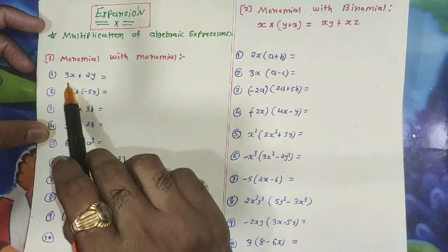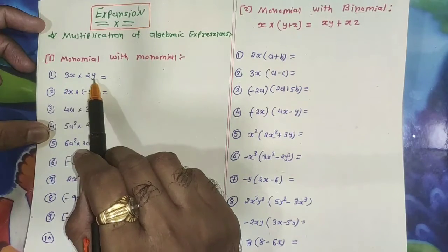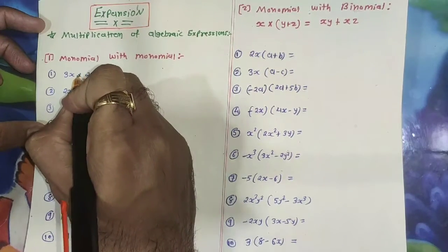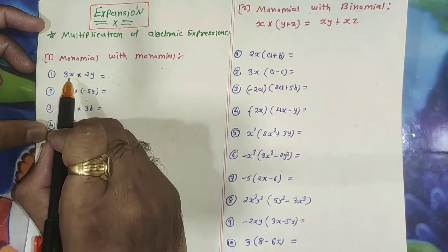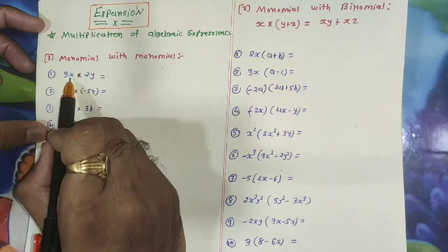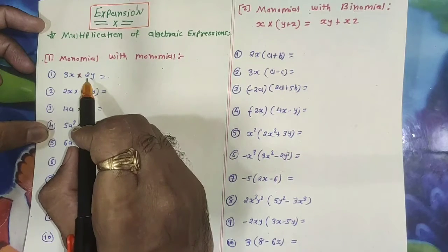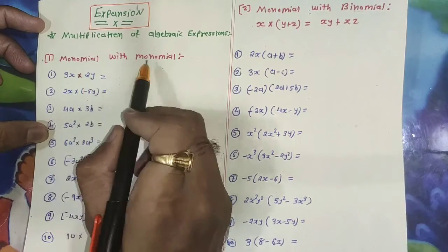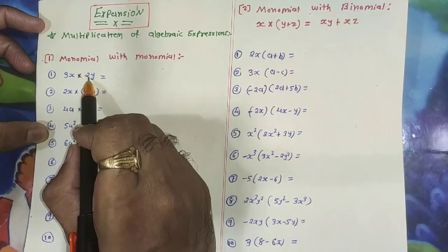For example, question number 1. Here we have to perform the multiplication of two algebraic expressions, 3x and 2y. So it's 3x into 2y. This 3x is one term. This term consists of one variable x and its coefficient is 3. This 3 is a real number, known as the coefficient of x. Similarly, another term is a monomial 2y, whose variable is y and coefficient is 2.